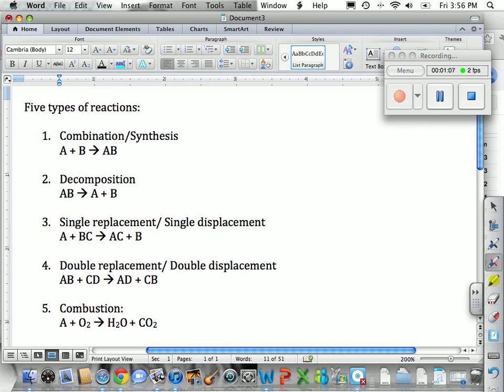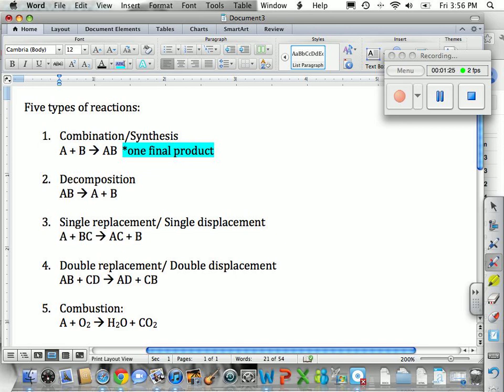So how do you determine whether it's a synthesis reaction? There's one final product. Anytime you have one final product, it is going to be a synthesis reaction. So if I ask you to identify it, you want to look, is there one final product?